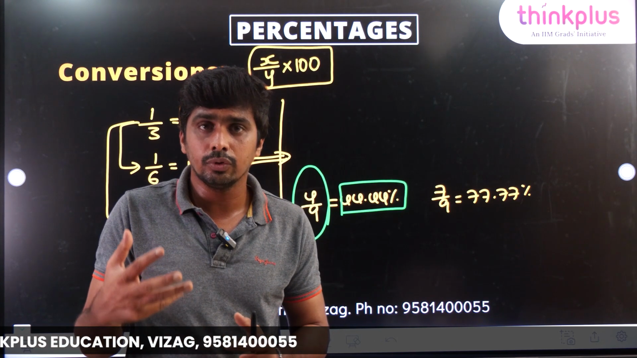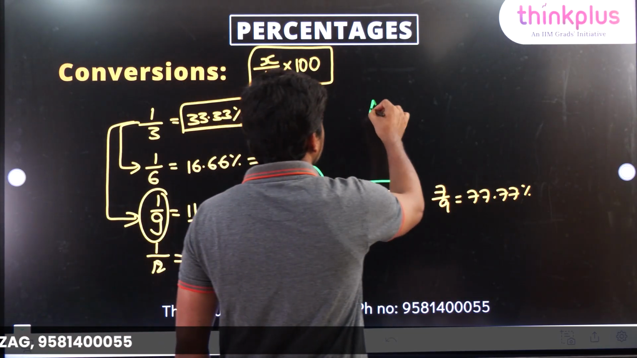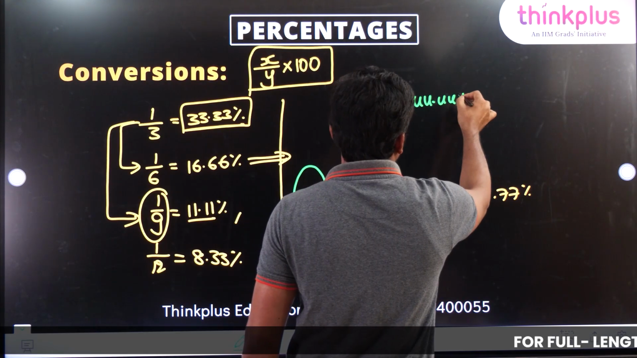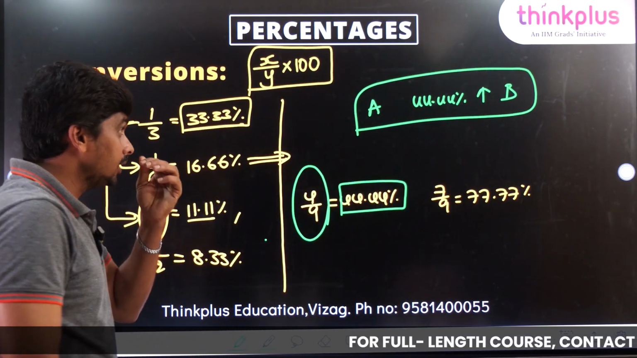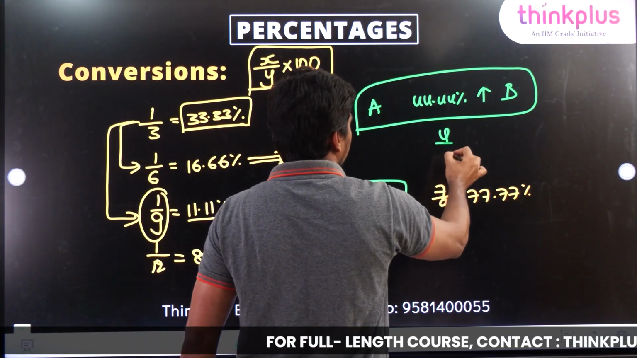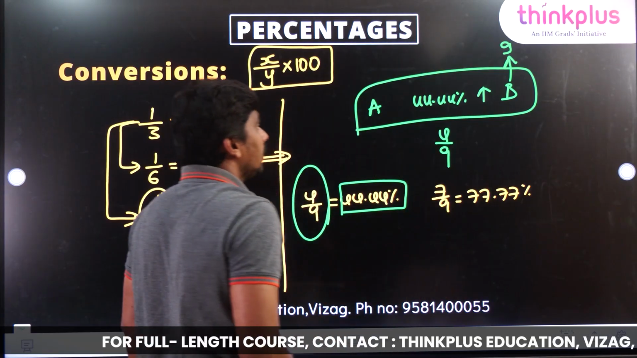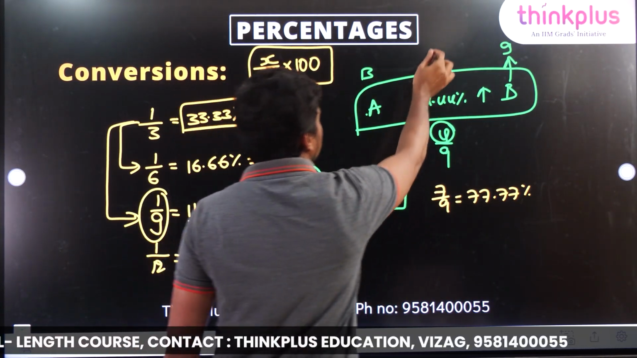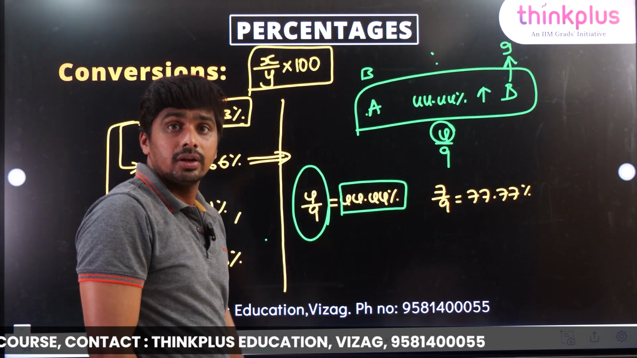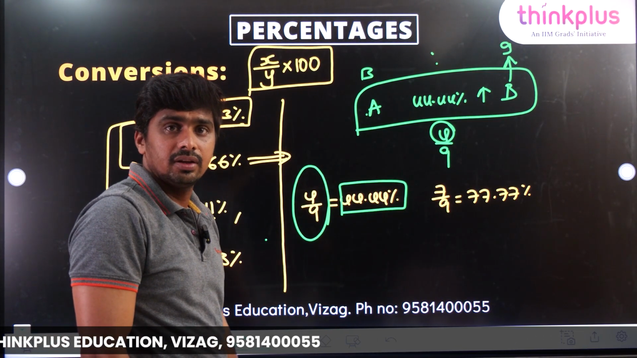If you know that it's 4 by 9, so one person's salary A is 44.44 percent more than B. If this situation is given, what I understand is, okay, 44.4 means 4 by 9. That means if this guy is getting 9 parts salary, this guy is getting 4 parts extra. That means he gets how many? 13. The ratio I can take is 13 is to 9. If any one of the salaries is given, I can find out the other person's salary, right?